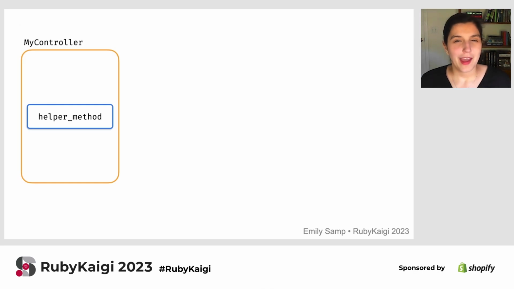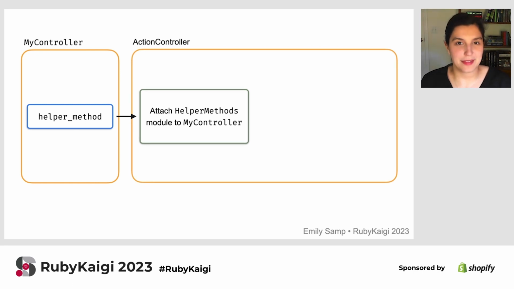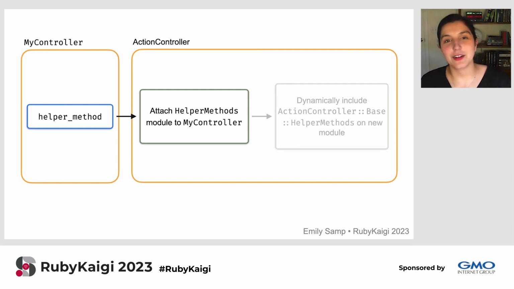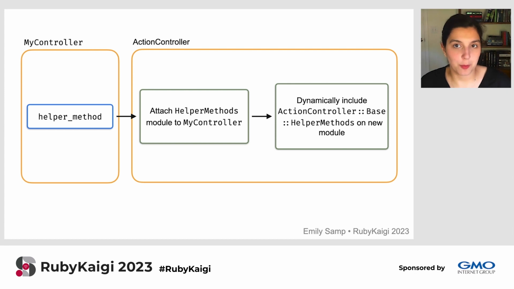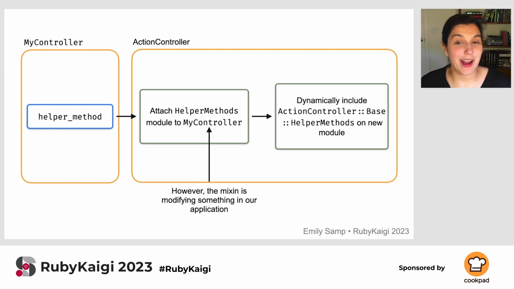Under the hood, helper method actually creates a new module called helper methods under the namespace of the controller in our Rails application. Then, it dynamically includes action controller base helper methods on the new module it just made. Now, technically speaking, this dynamic include happens within the Rails codebase and specifically within the action pack gem. However, the include is modifying code that is within the namespace of our application, not within the namespace of Rails.